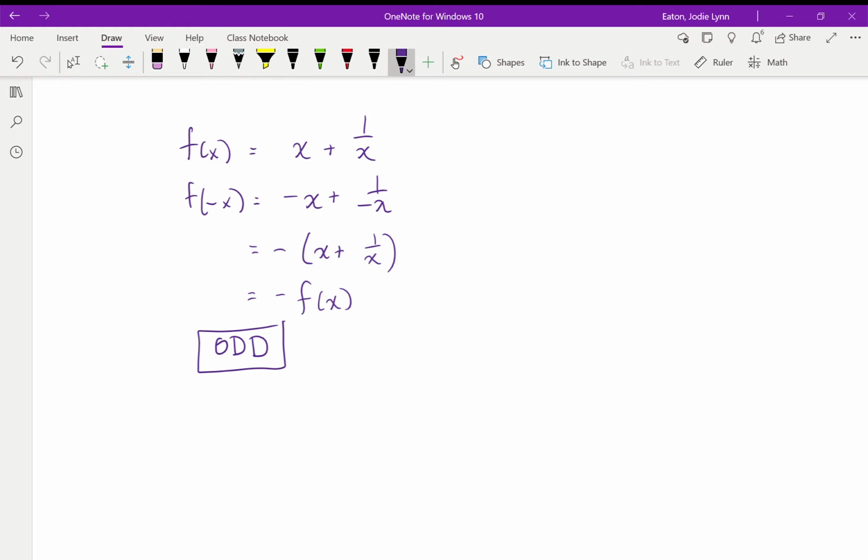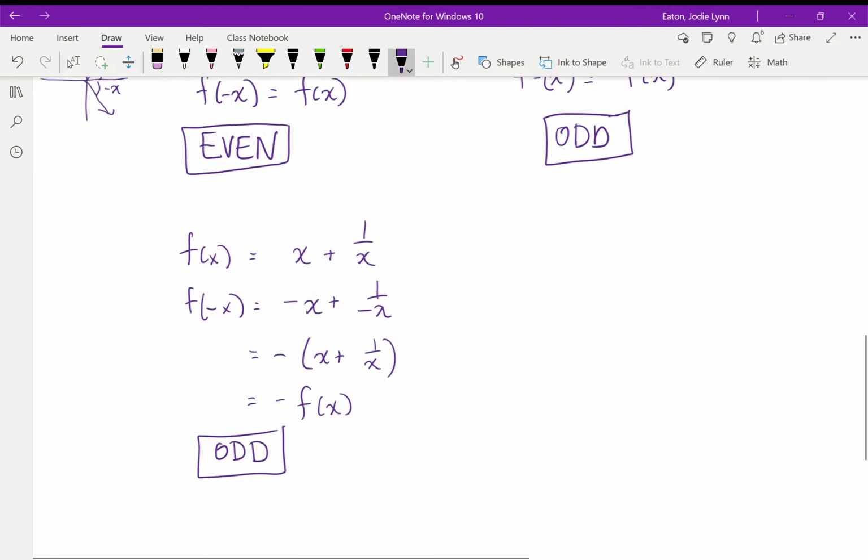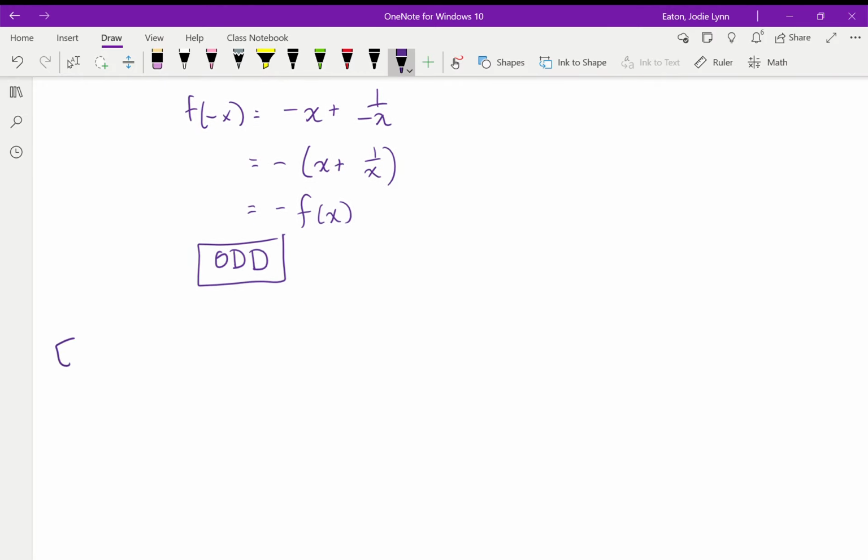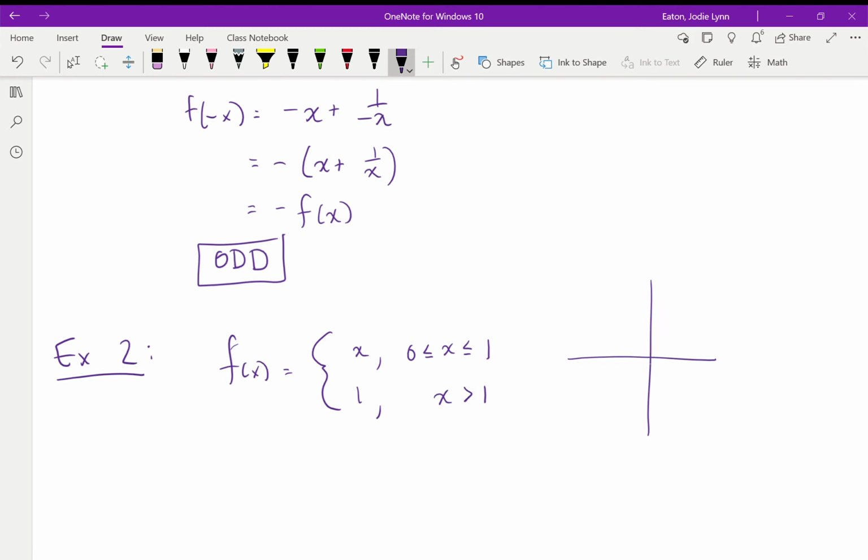Okay. And so let's look at one more thing we could do with it. So if we have something where f of x equals x, we've got a piecewise function where x goes from 0 to 1, and then 1 for x greater than 1. So this function is defined like this. It goes up and then it goes over. This is at 1, comma 1. Okay, so what we want to do is graph it.